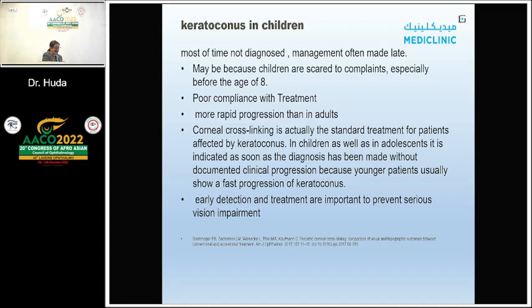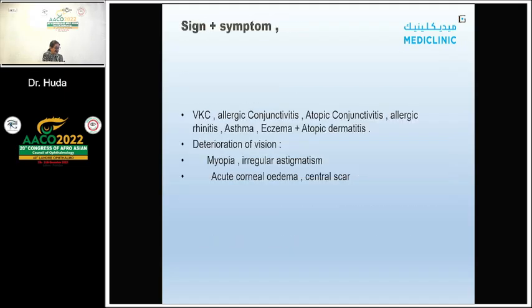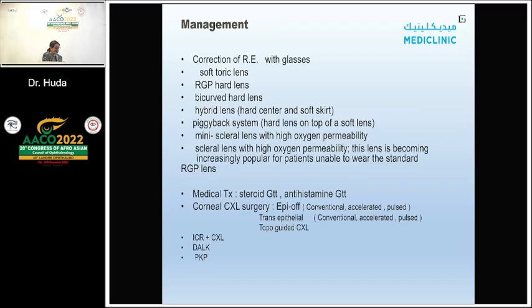So the standard treatment for keratoconus nowadays is cross-linking, and this should be done as soon as we find it in children. No need to wait for progression as in adults. And early detection is very important. Signs and symptoms are those of allergic conjunctivitis, and the symptom of poor vision because of the conical shape of the cornea, which is myopia and irregular astigmatism.